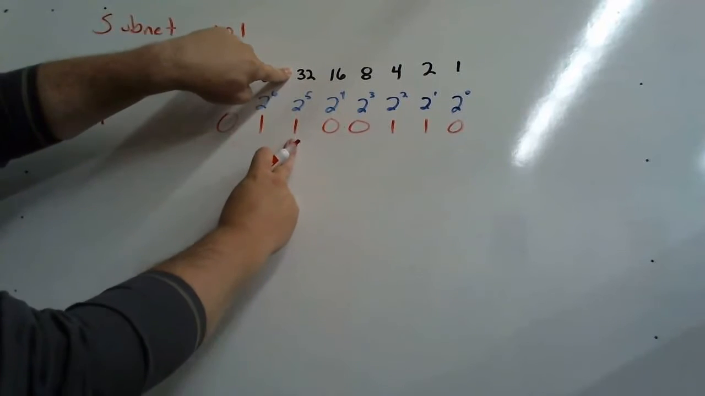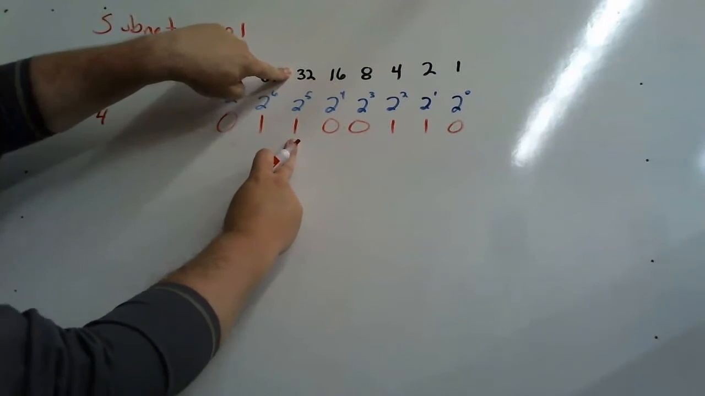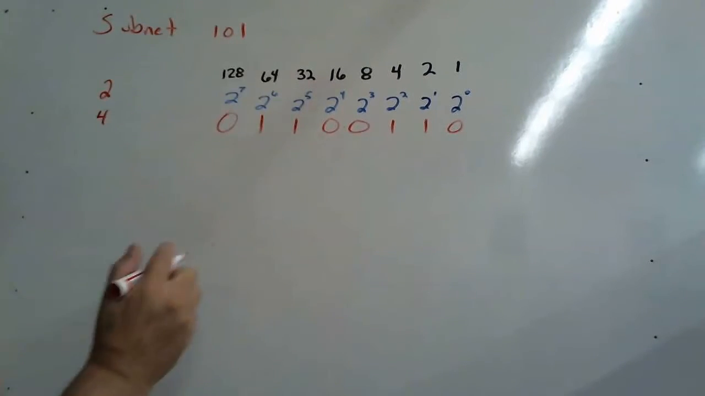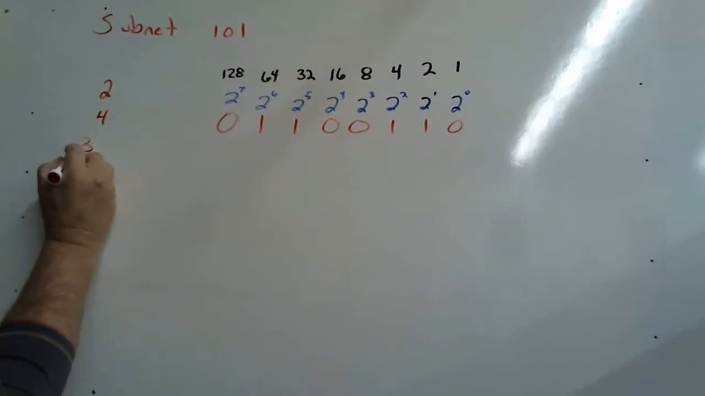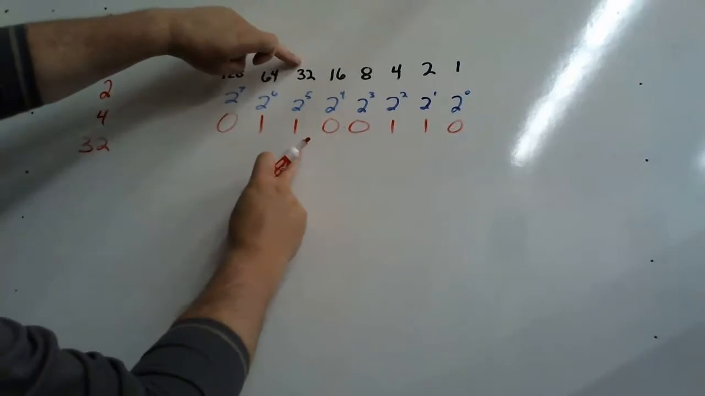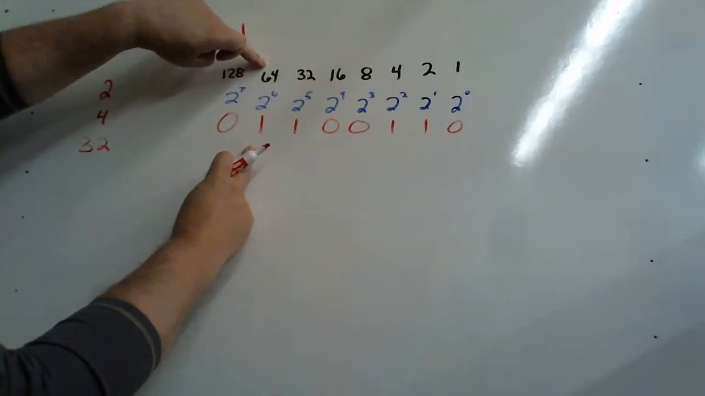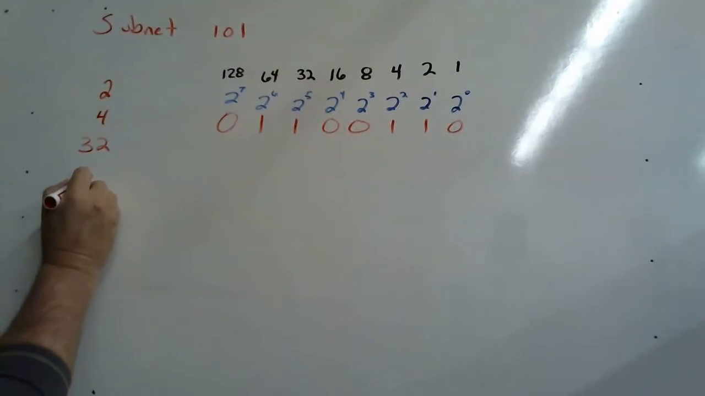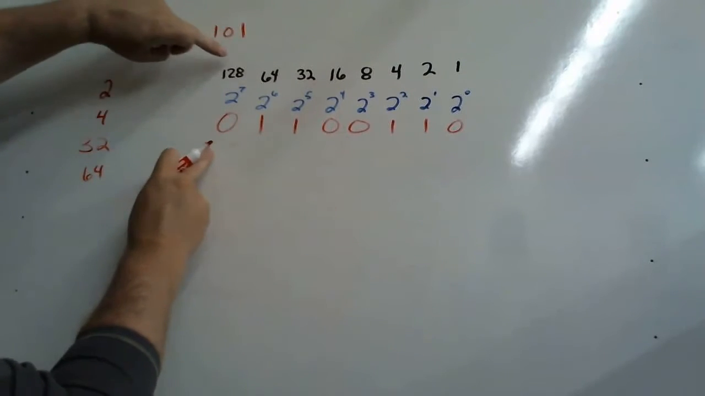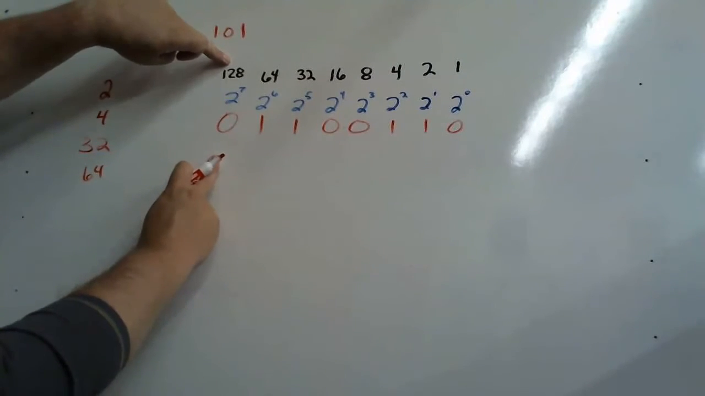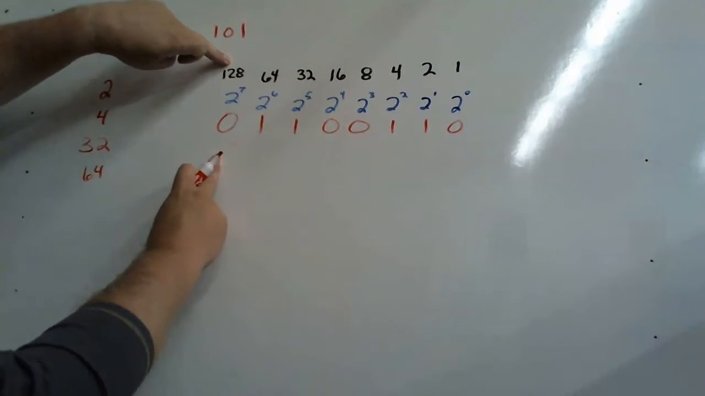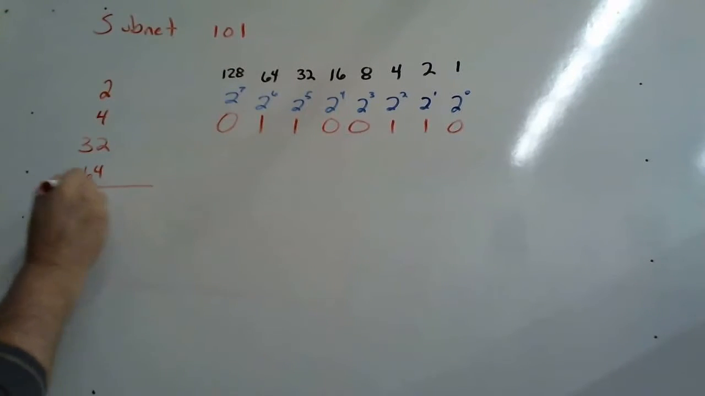We get up to the 32s. Do we have 1? We sure do, so we're going to add 32 to our numbers. We move next to the 64s. Do we have 1? We sure do, so we add 64. And then we move to the 128s. Do we have any? No, it's a 0, so we can stop right there. All we have to do now is add up our numbers.